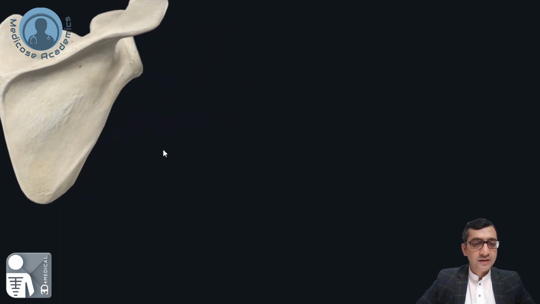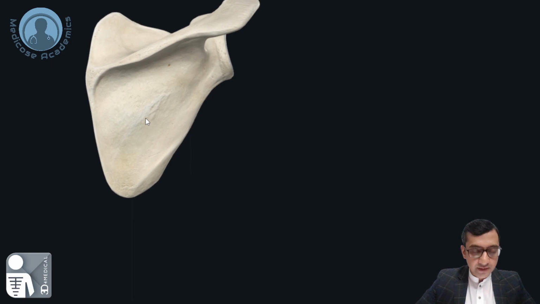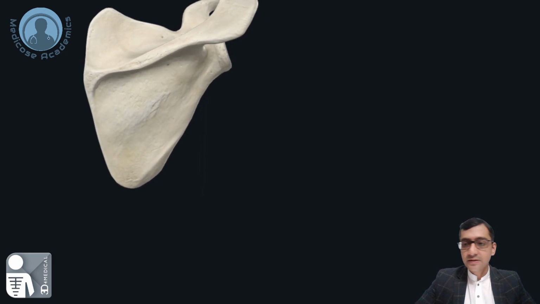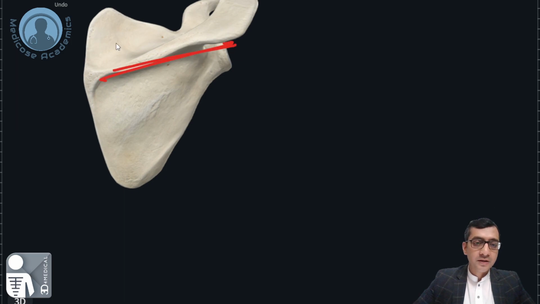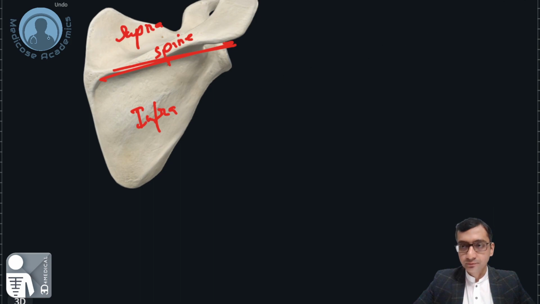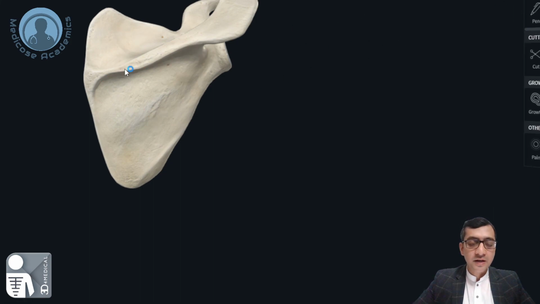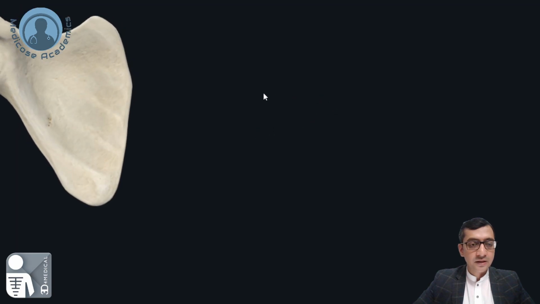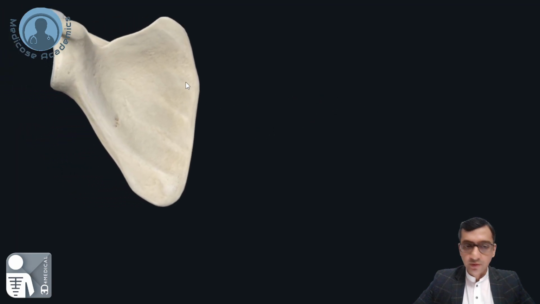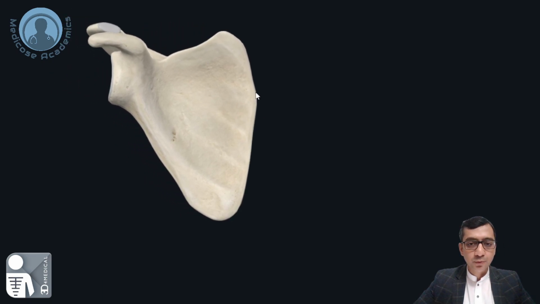The posterior surface is very easy to differentiate. It is convex, and it is divided into two parts by the spine of scapula. The fossa that is formed above the spine is called supraspinous fossa, and below it, this is the infraspinous fossa. So the posterior surface can be easily identified with the help of the spine. Anterior surface is concave, that is the subscapular fossa. We are done with anterior and posterior.